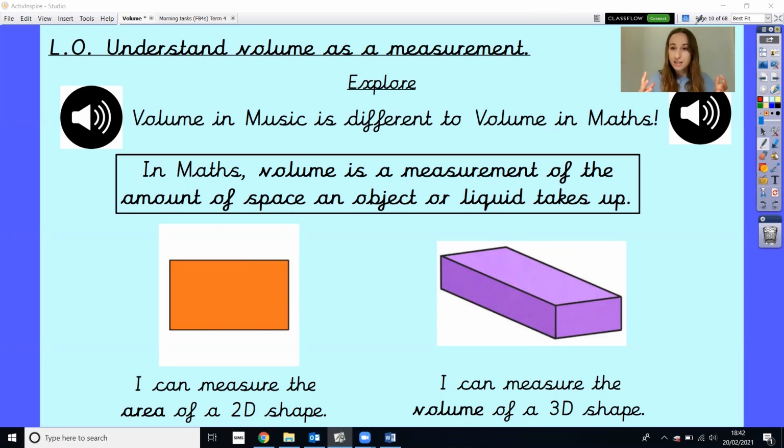So we're looking at 3D things here, 3D objects, 3D shapes, 3D liquids, whatever. So things that exist in 3 dimensions. We're not looking at 2-dimensional shapes. When we're looking at the space taken up by a 2-dimensional shape, that's measuring the area, which we've done before. When I'm looking at a 3-dimensional shape, so an object in real life, I'm measuring its volume. So that's the difference between those two. Area measures how much space a 2D shape takes up. Volume measures how much space a 3D shape takes up.